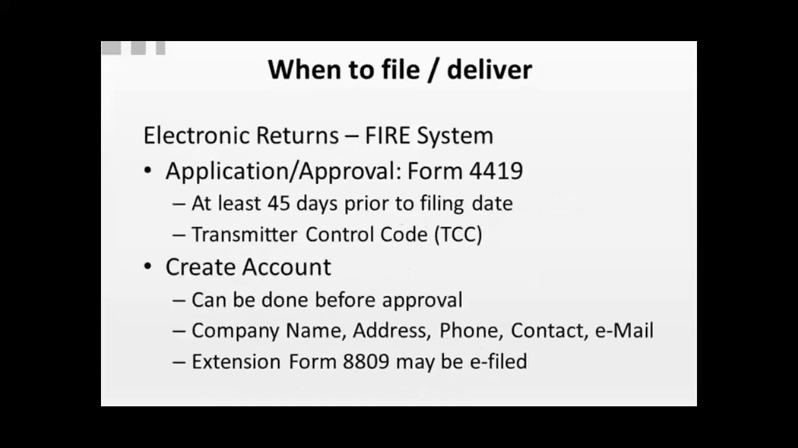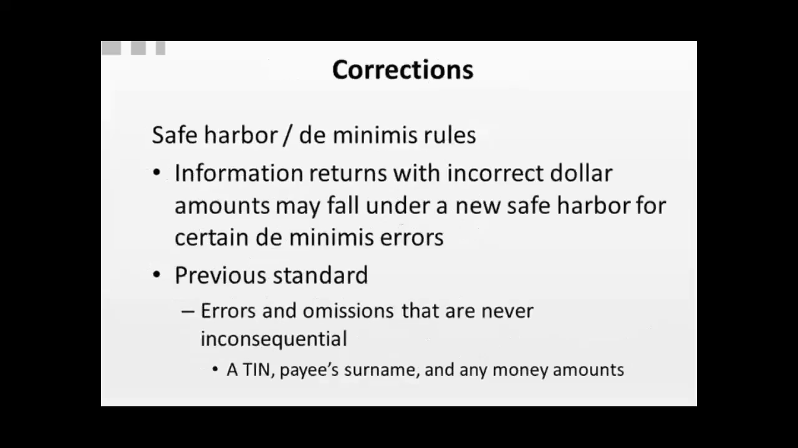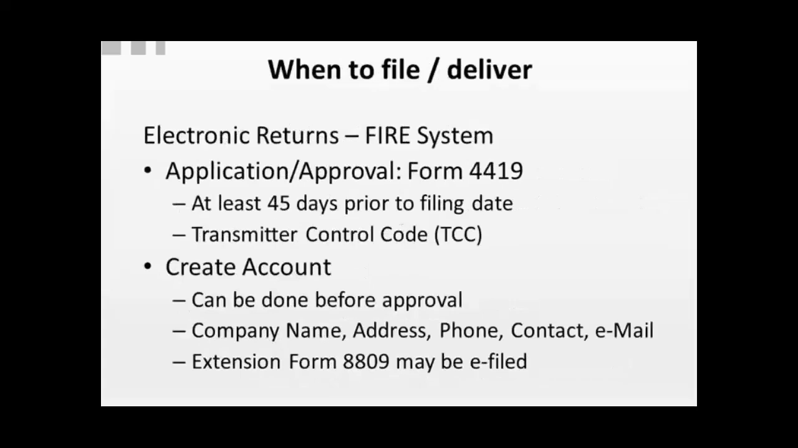There is an application approval if you want to have your own transmitter control code. My clients do not need one because I have one, and I can file on their behalf if I'm authorized to do that. So if you want to have your own transmitter control code, you need to apply for that at least 45 days prior to the filing date, or you may be late. You can create an account before that. Certain information is required, and then you are set up to do the filing. And as I said, you can have a third party file it for you. My clients have me do it for them, and I have my own TCC.